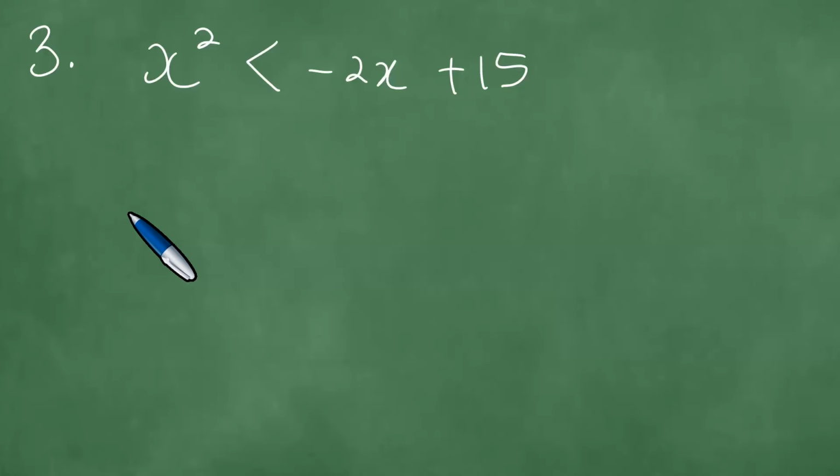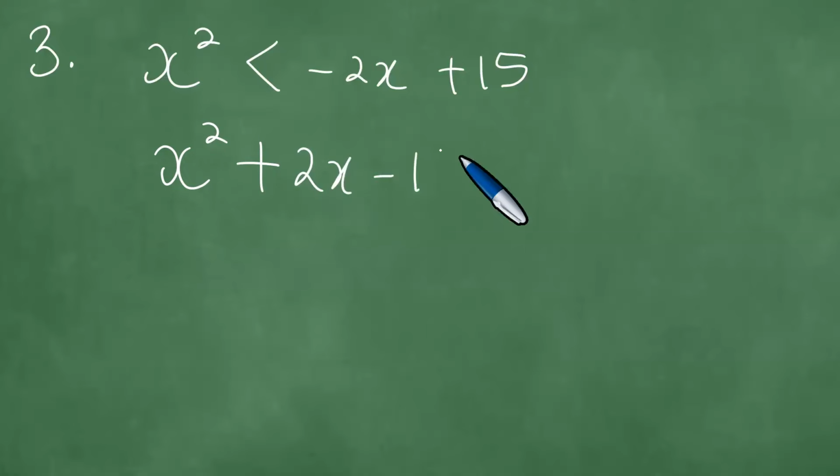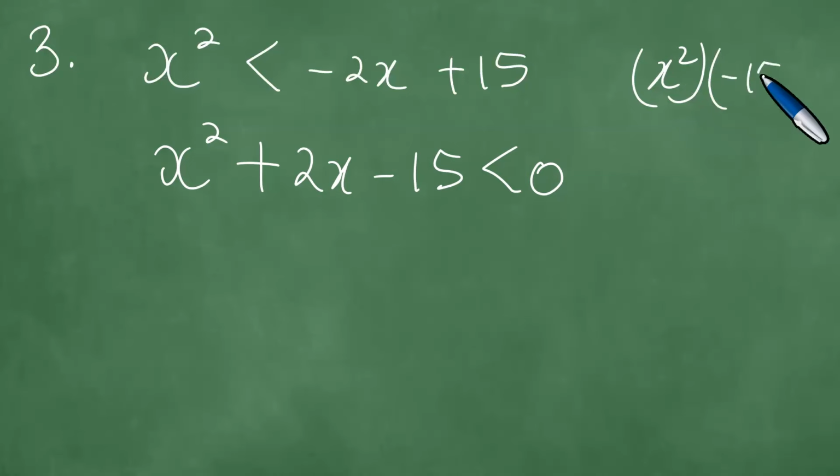I'm sure it's an interesting one if you're solving it. Now, a couple of things are very important here. It is to transpose all the non-zero terms to one side of the inequality, and this is what we get. We multiply x squared and minus 15. So this is minus 15x squared.